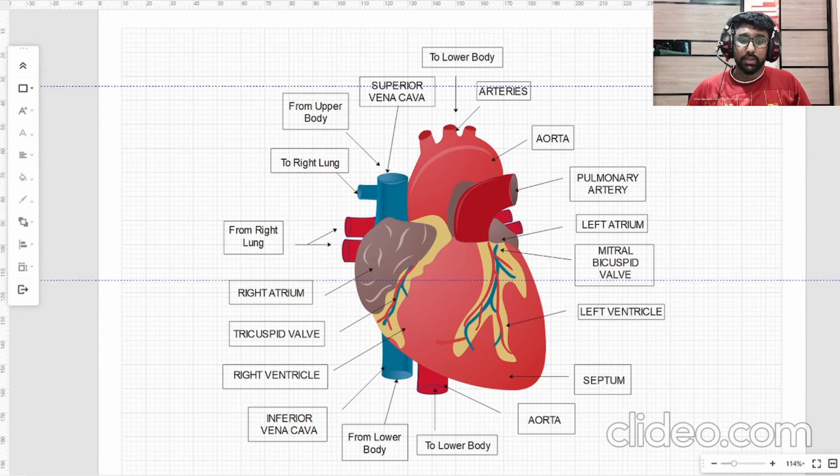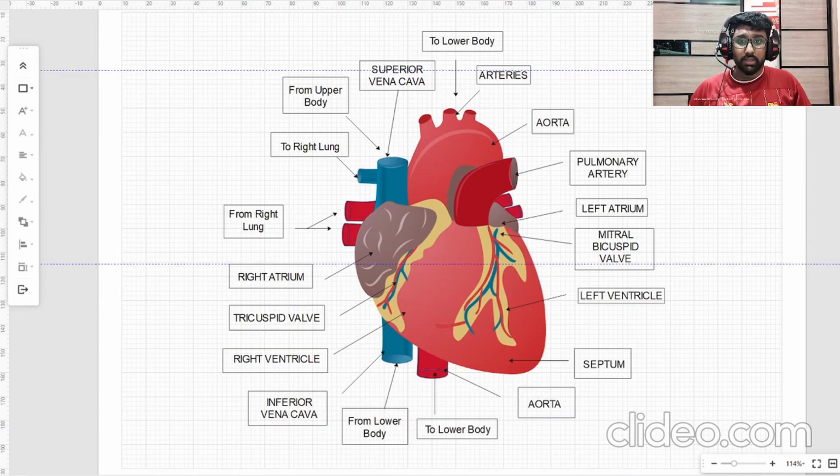Now, I'll be talking about the heart. The heart is a hollow organ made up of muscle, which is used to transport blood in and out throughout our body. So, let's start by looking at the parts of the heart, which are very significant in the transportation of blood from the heart and to the cells.